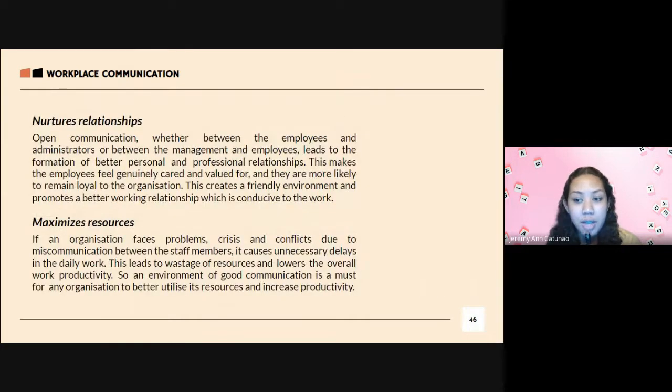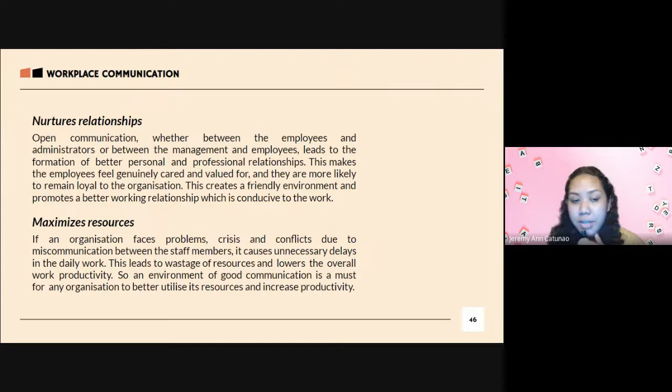Next, we have nurtures relationship. So open communication, whether between employees and bosses or admins, leads to a better personal and professional relationship between them. Okay? So of course, when an employee is happy with their job or feels that they are valued in a company, the person would likely be more inclined to work, push more, and be happy doing their jobs, or of course they would impress their admins or their bosses more. Okay, so that can nurture the relationship between administrator and workers. So that can create a very friendly environment. Okay, that is very productive in terms of work.